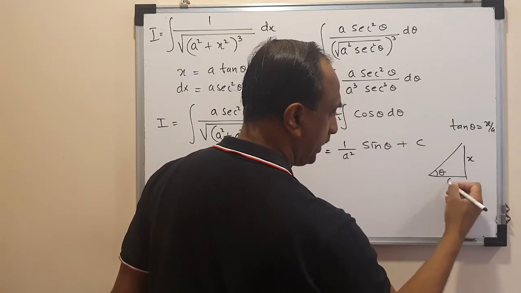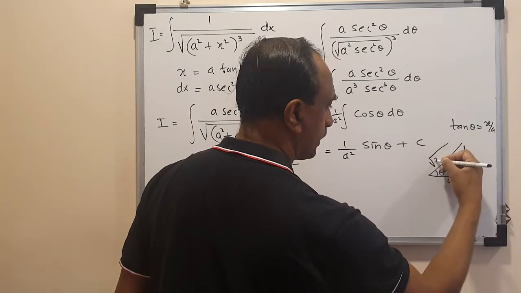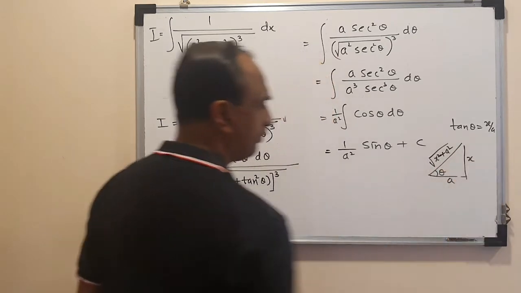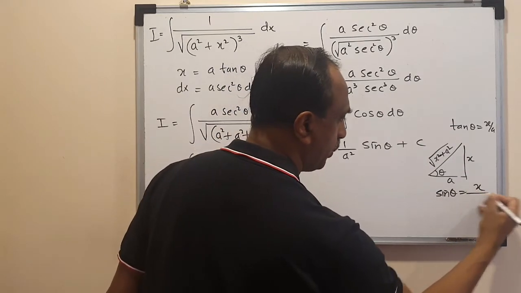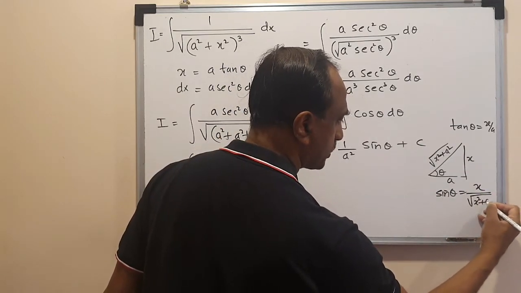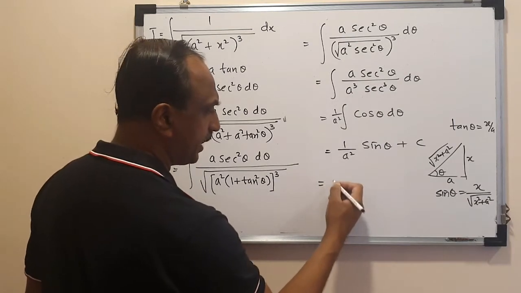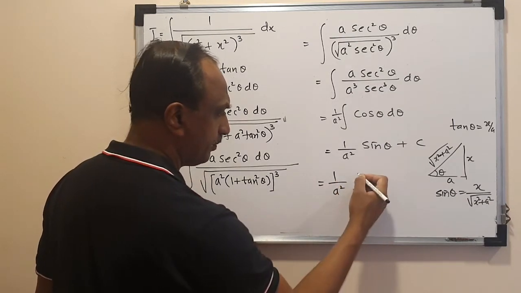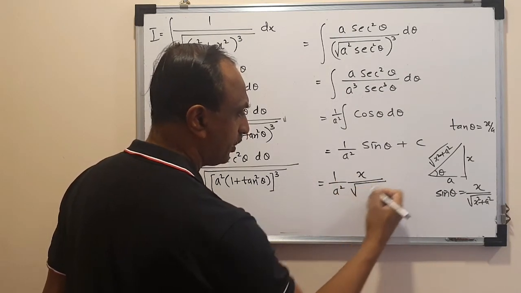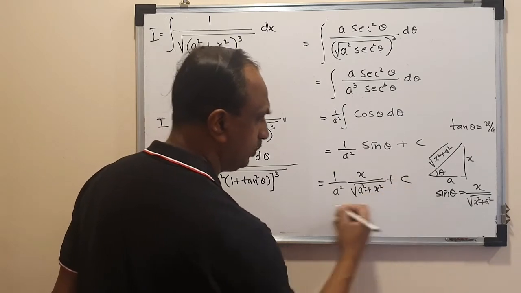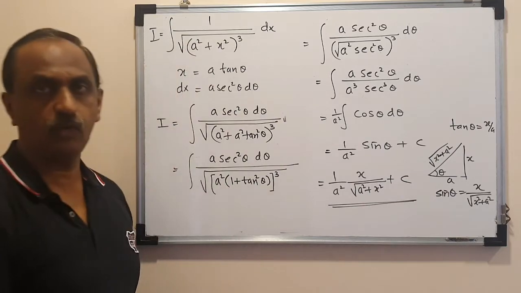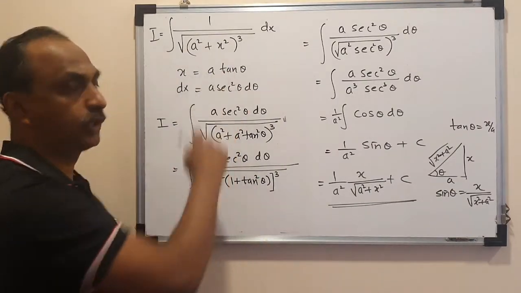So x over here, a over here. Hypotenuse became root of x square plus a square. So what will be the sin theta here? Sin theta is x upon root of x square plus a square. So my final answer became 1 by a square, x divided by root of a square plus x square. Yeah, x square plus a square, anything will do. This becomes the answer. This is how we can easily solve a trigonometric substitution.